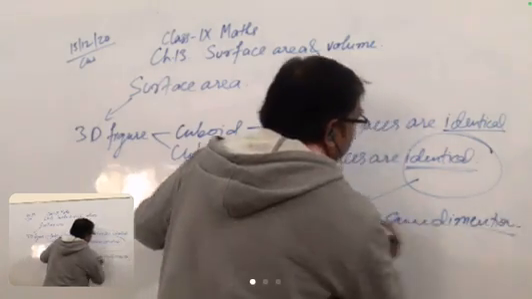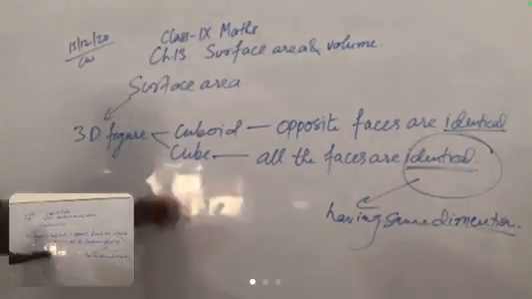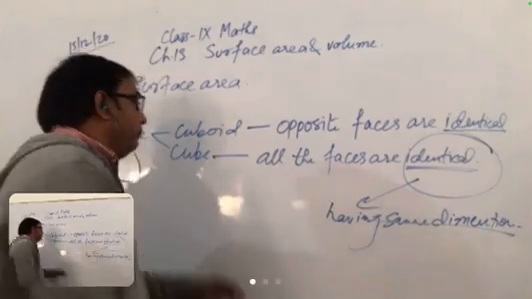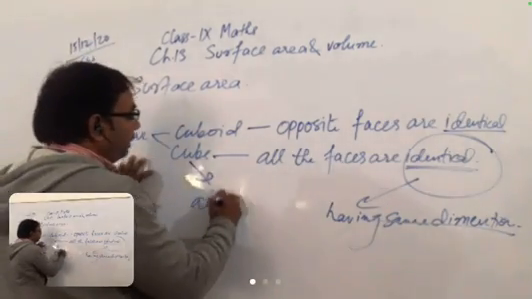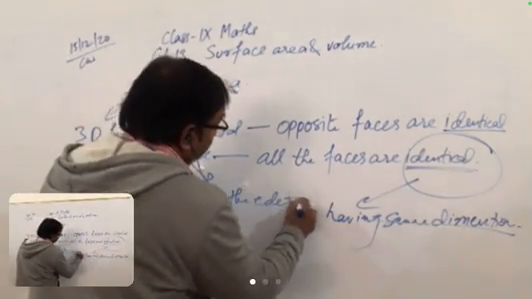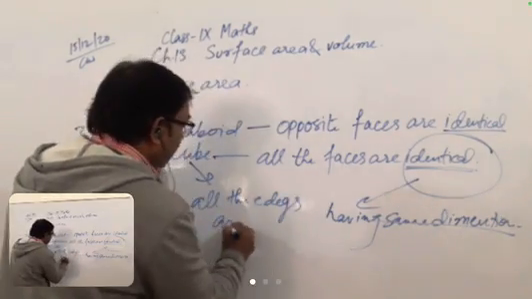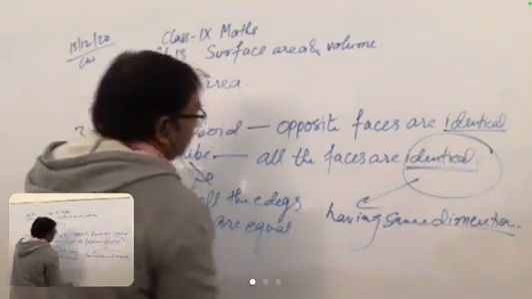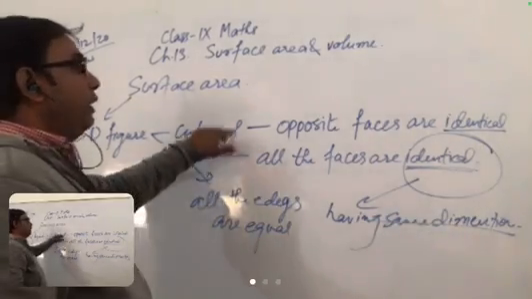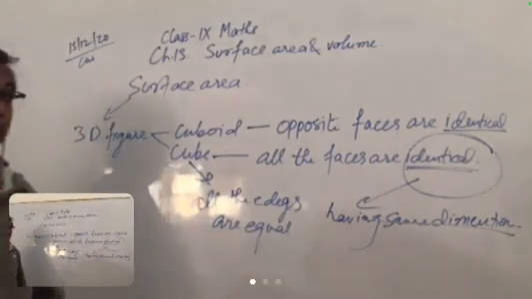Same dimension means identical. All the faces are identical, which means in a cube all the edges are equal. Clear? In a cuboid, only the opposite edges are equal.